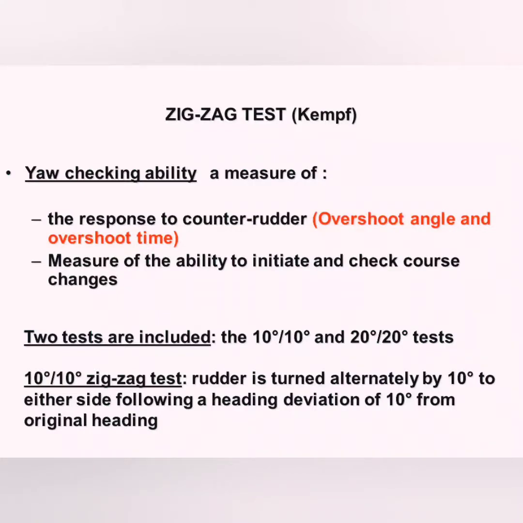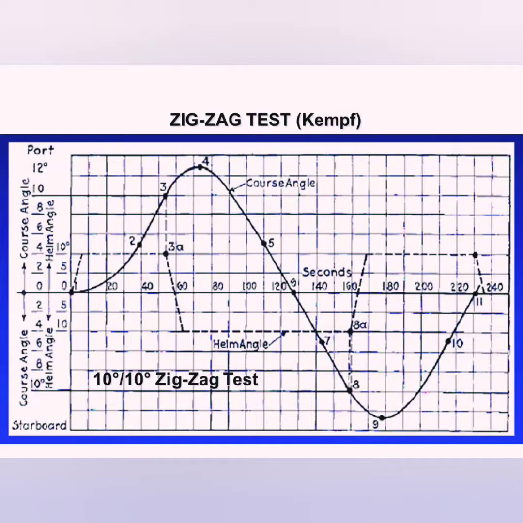Let's go through the 10 by 10 zigzag test to understand it better. So in this test, the rudder will be turned alternately by 10 degrees to, let's say, the starboard side first. And then after there is a heading deviation of 10 degrees, I would give the counter rudder of 10 degrees. And here is the measure of the zigzag test.